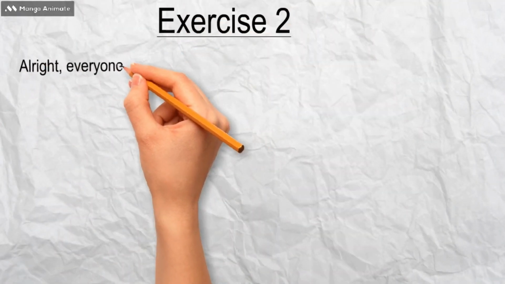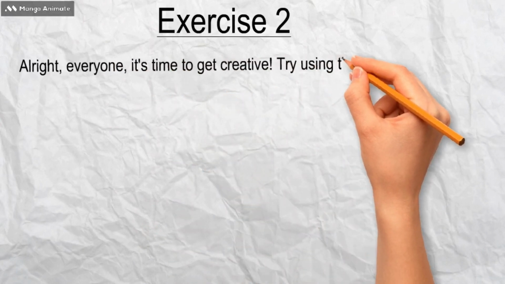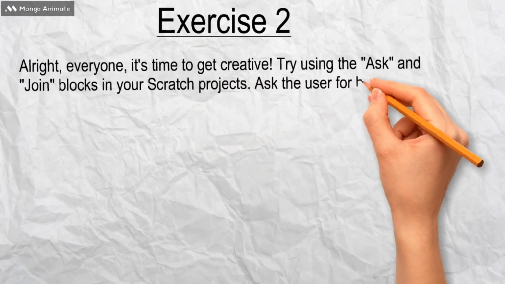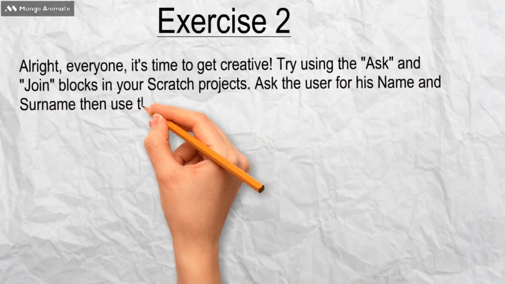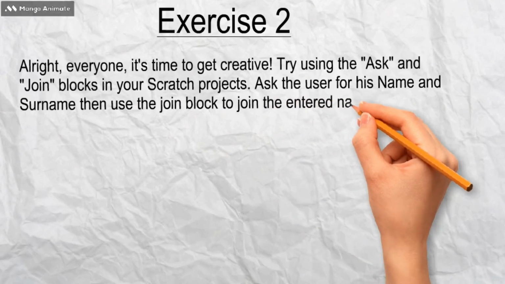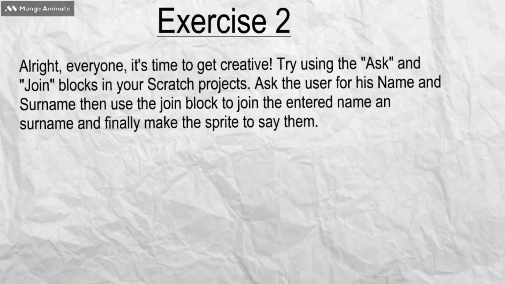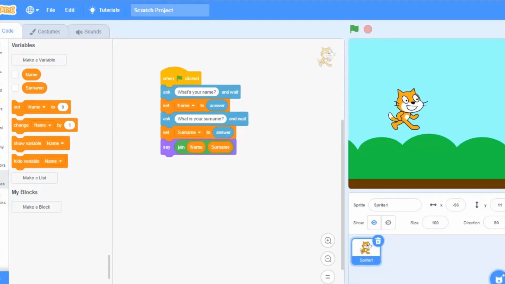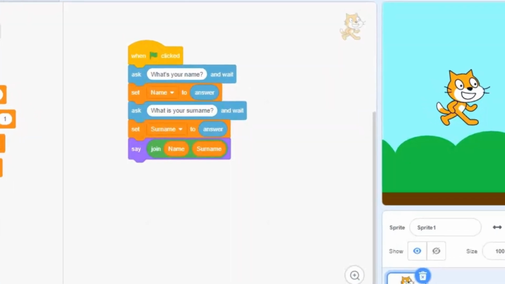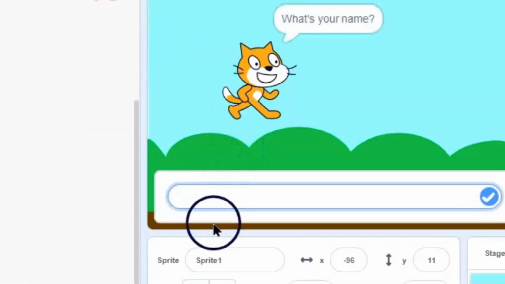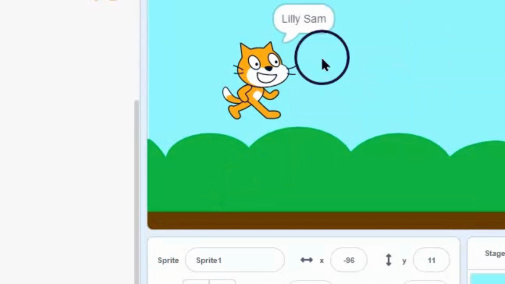All right, everyone, it's time to get creative. Try using the ask and join blocks in your Scratch projects. Ask the user for his name and surname, then use the join block to join the entered name and surname, and finally make the sprite to say them. A few moments later, your exercise 2 code should look more or less like this. When you run the code, it asks for your name and surname, then you'll enter the name and surname. The sprite will say the entered values as one word, because we have used the join block to combine them.